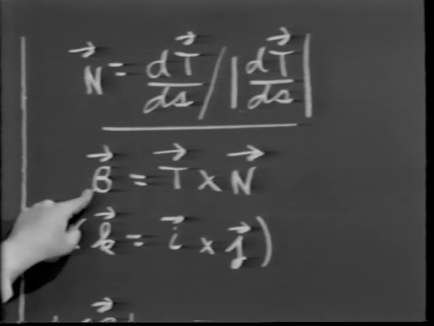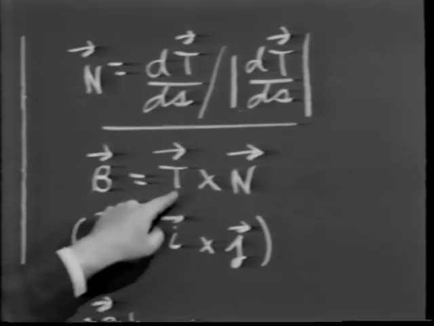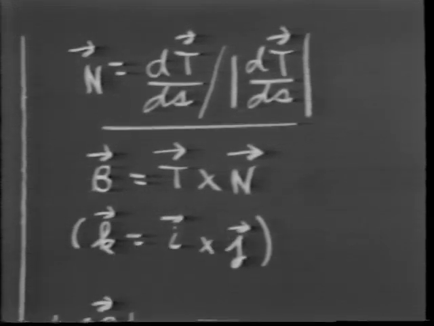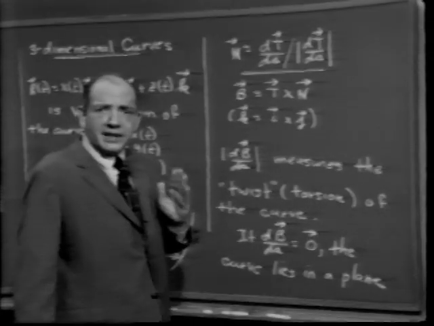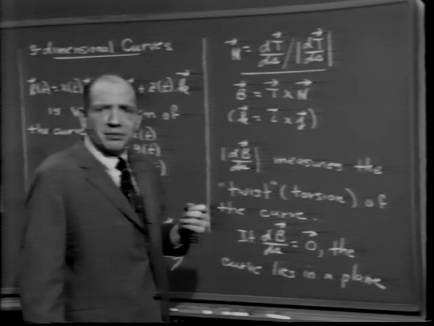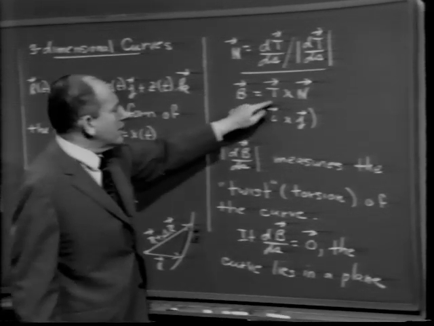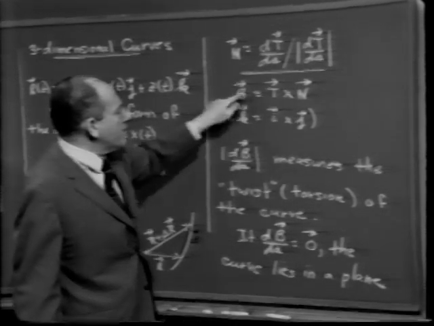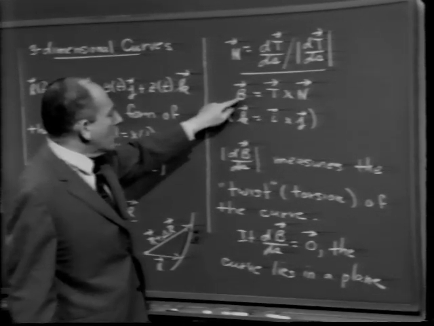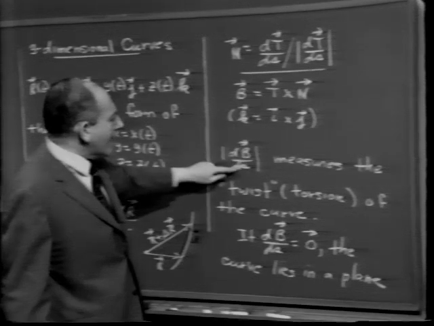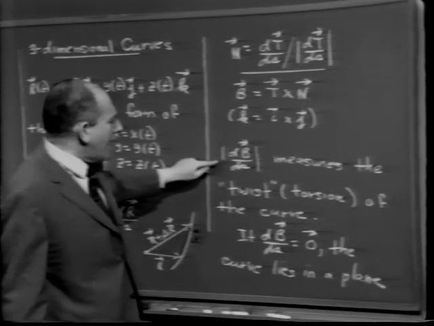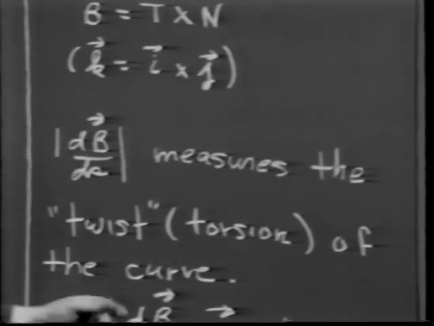All right? Now what is B? B is perpendicular to both T and N. In other words, B is a vector which is perpendicular to the osculating plane. Since B always has a constant magnitude, because T and N are always perpendicular, B always has magnitude 1. The point is that dB/ds, the magnitude of dB/ds, measures the twist of the curve.